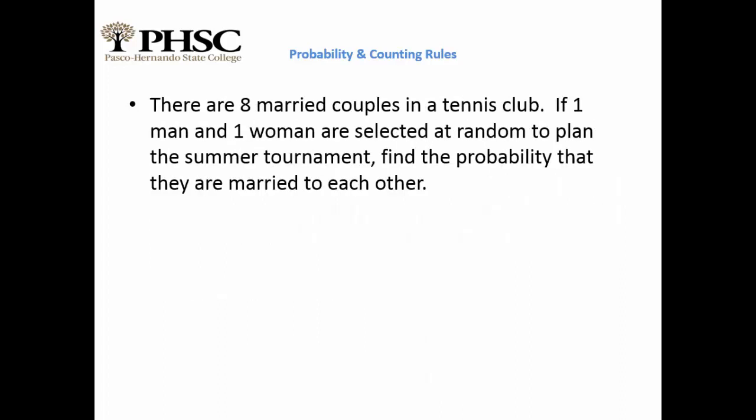And the last example: here we have 8 married couples in a tennis club. If one man and one woman are selected at random to plan the summer tournament, find the probability that they are married to each other. Basically, we have 64 possibilities for one man and one woman. So 8 divided by 64, with 64 as my denominator. What's the probability that they're married to each other? There's a 1 in 8 chance that when I choose the man and the woman, they're actually married to each other.